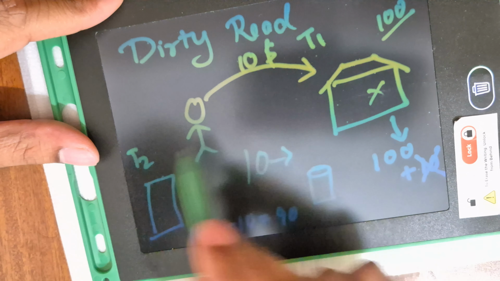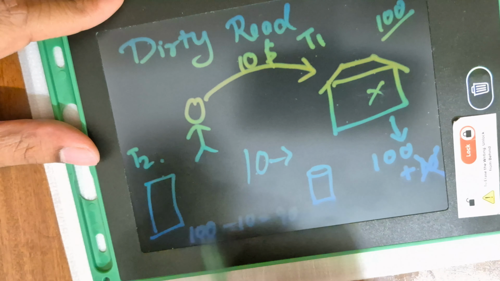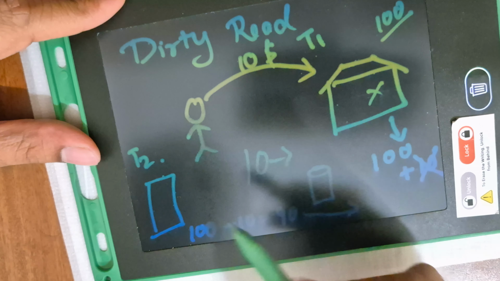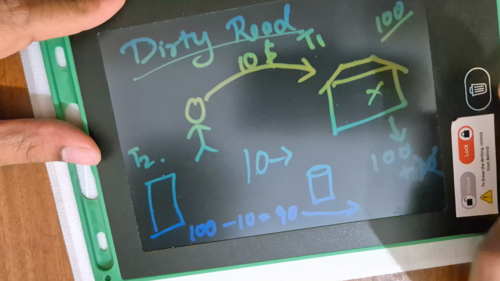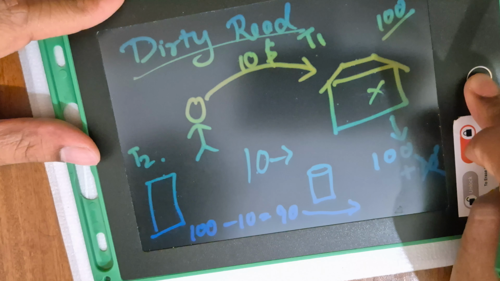So this is called dirty read, because when I am reading, I am only seeing $90, right? So this is called dirty read. I am reading the wrong thing. So how can we avoid this? How can we not have this problem?